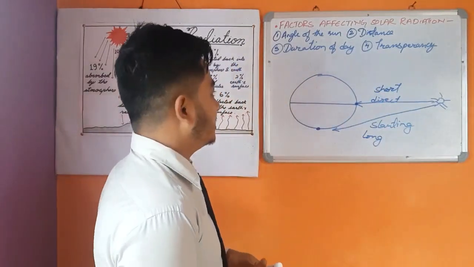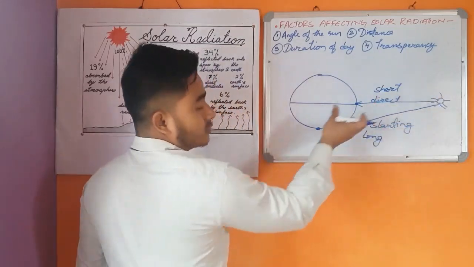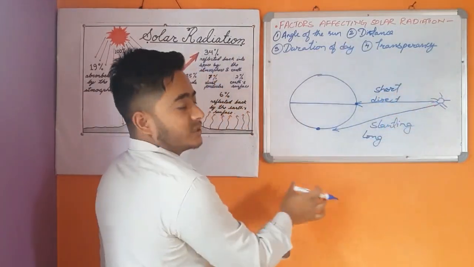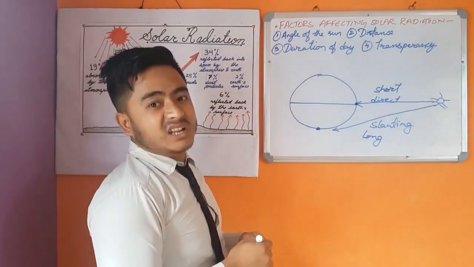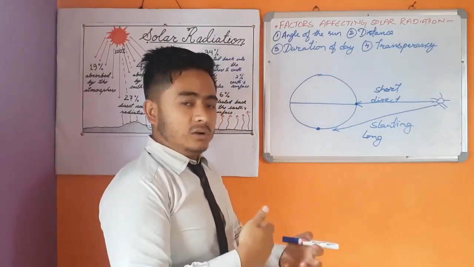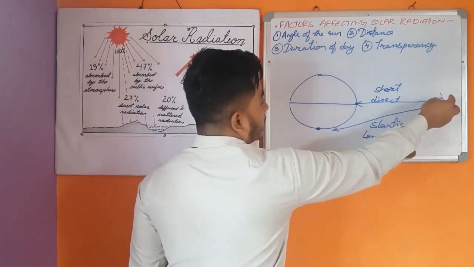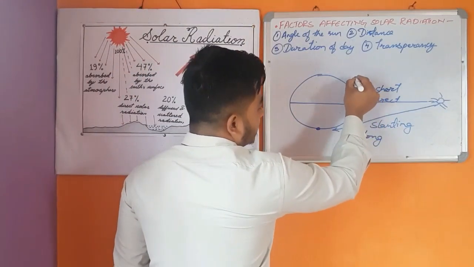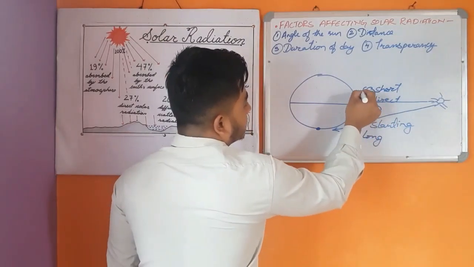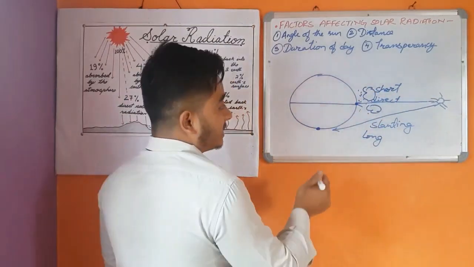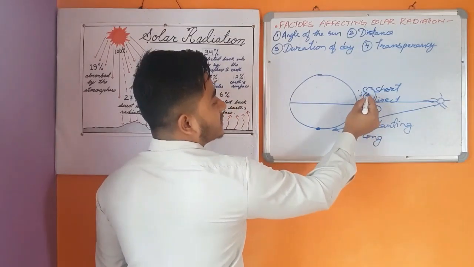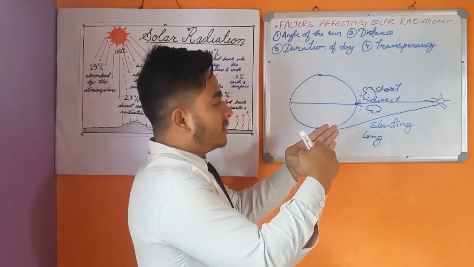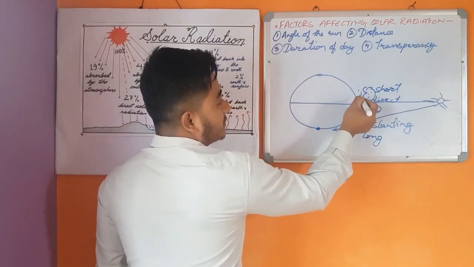And the fourth one is transparency. When the sun gives solar radiation to the earth, if the atmosphere, which we have studied in the previous lessons, is clear, that means there is no presence of clouds or dust particles, then the insolation or the heat radiated by the sun can easily reach the earth's surface. But if there is the presence of clouds, dust particles, pollen, smoke and other things, then it takes longer to reach, because the clouds will hinder the rays of the incoming solar radiation and not allow them to pass through easily.